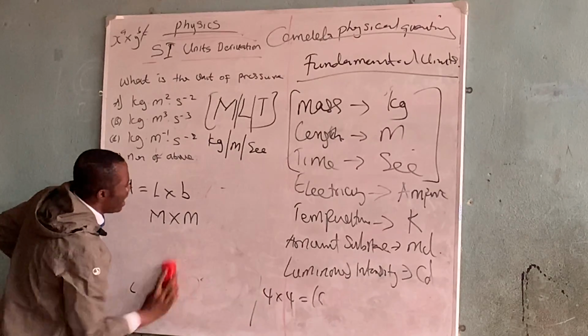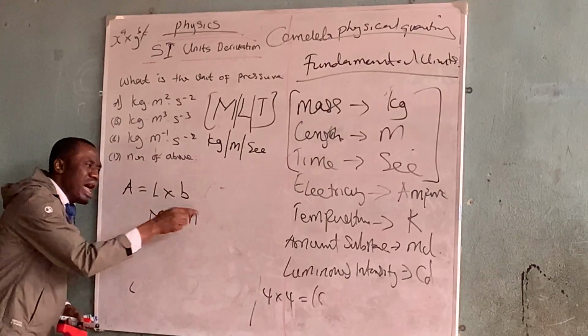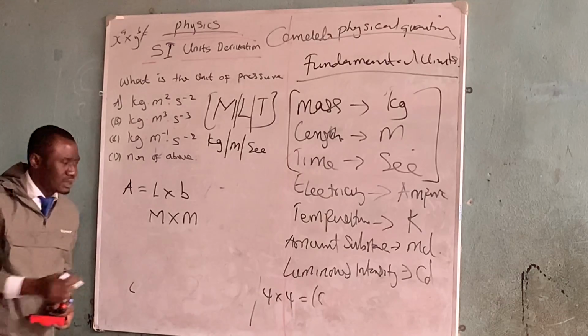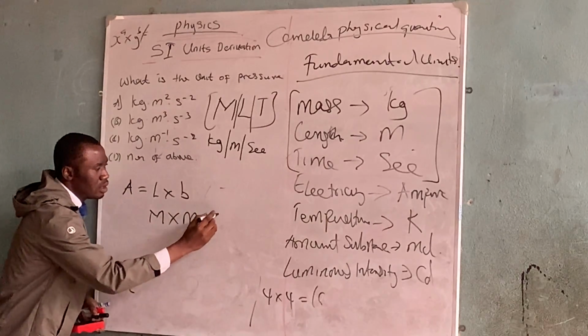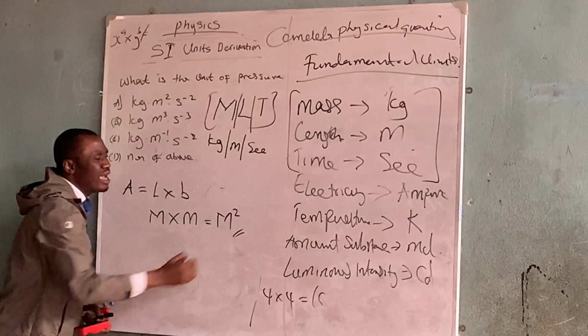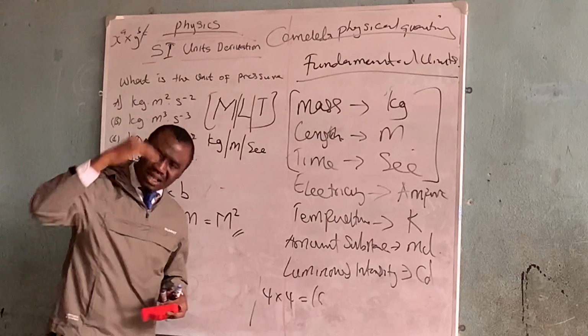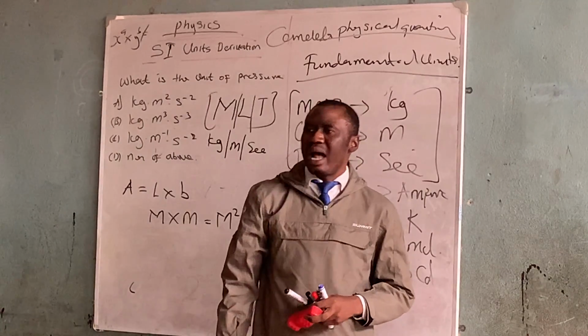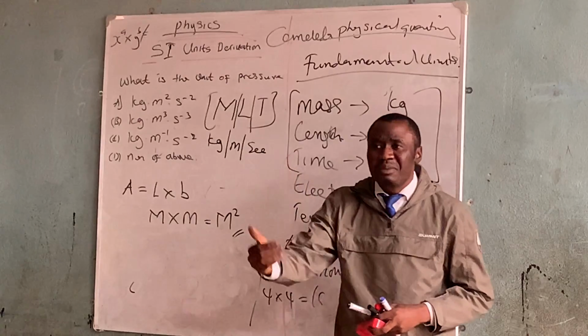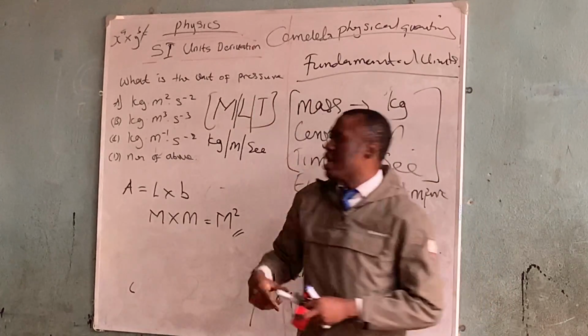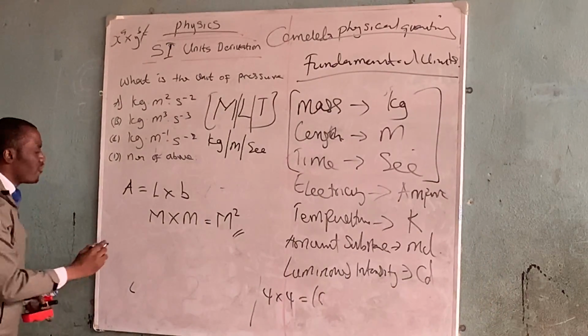So what we have here is m times n. M and n, are they the same thing? Yes. 1 plus 1. What's the answer? M2. So that is why area is measured in meter square. And that's the unit of area. That's why area is measured in what? Meter square.